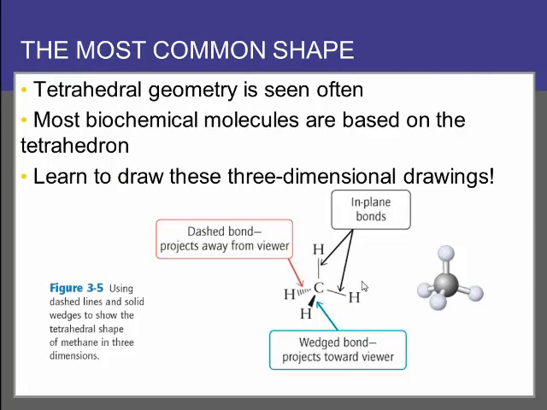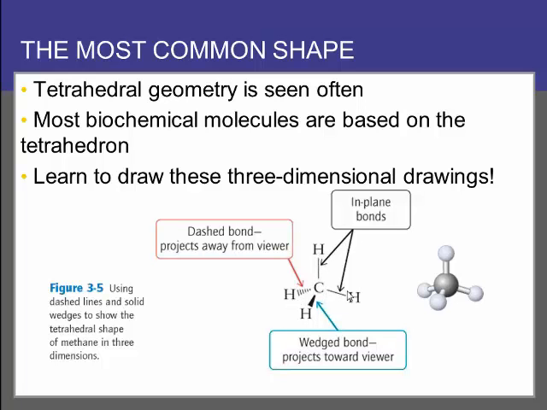So the most common shape is tetrahedral geometry, both electronic and molecular geometry. Most biochemical molecules are based on the tetrahedron. And here we show a 3-dimensional drawing of methane, a tetrahedron electron geometry and tetrahedron molecular geometry. So it's important that you learn to draw these 3-dimensional drawings. So here we have the 4 CH bonds.